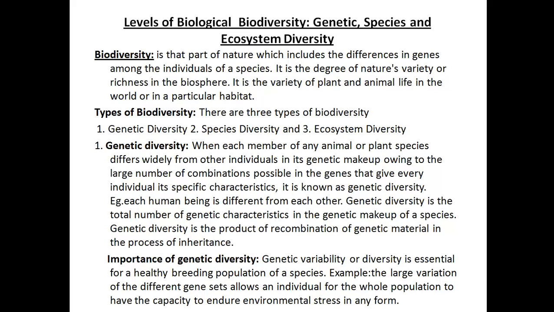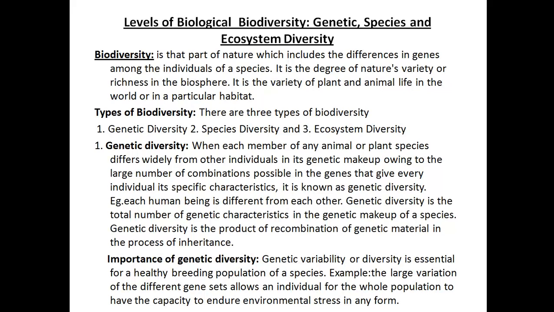Example, each human being is different from each other. Genetic diversity is the total number of genetic characteristics in the genetic makeup of a species. Genetic diversity is the product of recombination of genetic material in the process of inheritance. So, when differences occur within a species, it is known as genetic diversity.